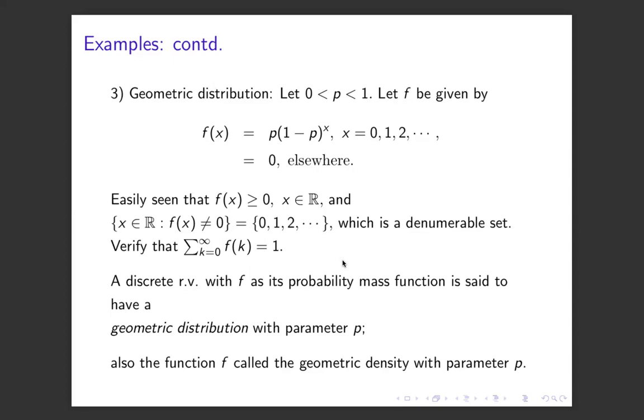You will soon see the geometric distribution in the context of a success-failure experiment. Note it down if you want.